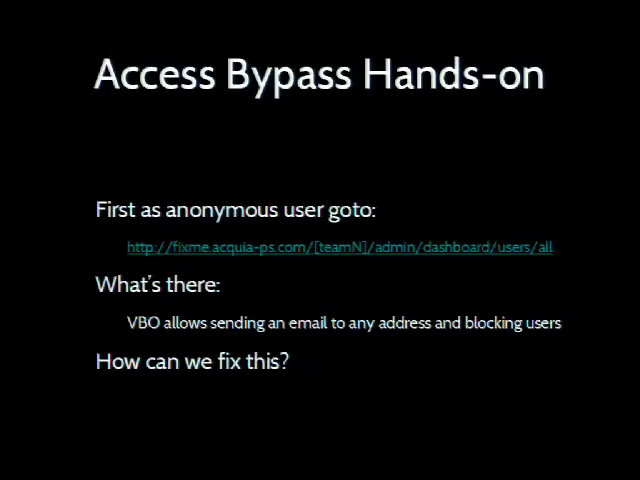Okay. So the first hands-on exercise: you need to go to a URL, which is here. Can you guys see it? It's /admin/dashboard/user/all. And that should happen as an anonymous user. So once you get there, you will see an administration view with some Views Bulk Operations. This module is enabled and it provides some actions that you can perform on nodes or users, or some custom actions like sending an email.